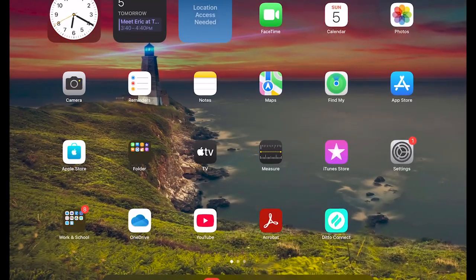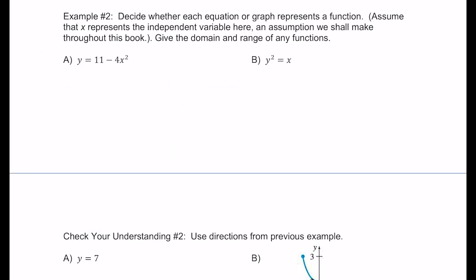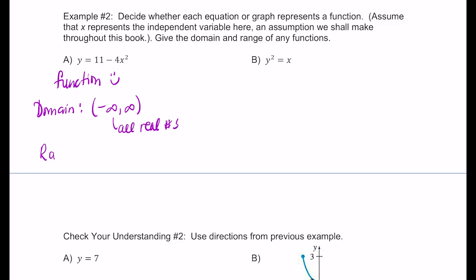So first of all, yes, this is a function. My domain in interval notation is all real numbers. That's what that stands for, all real numbers. You can plug any x value in, you'll always get a different y value. But the range, remember, goes from negative infinity to 11.